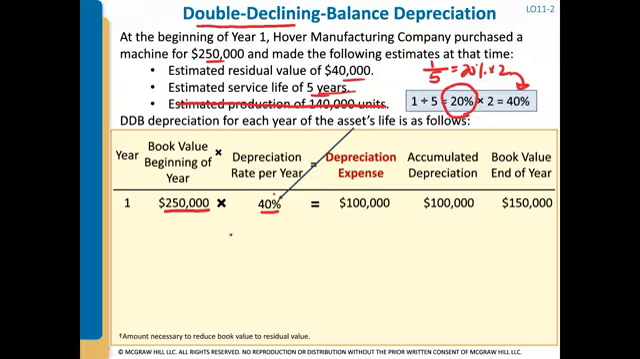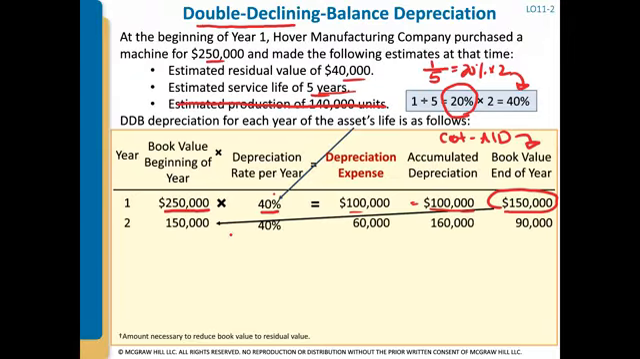depreciation expense of $100,000. In year one only, our cumulative depreciation equals $100,000. Our book value at the end of the year is the same thing. It's the cost minus your accumulated depreciation that is your book value. So we take our cost of $250,000 minus our accumulated depreciation of $100,000, and we get a book value at the end of the year of $150,000. That book value at the end of the year is now our year two beginning of the year book value, right? That just carries through.